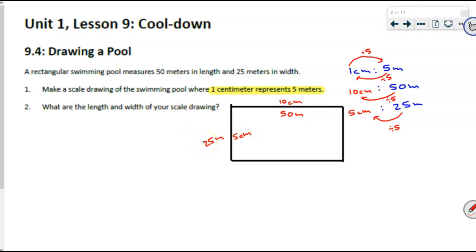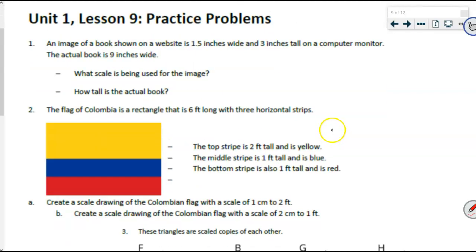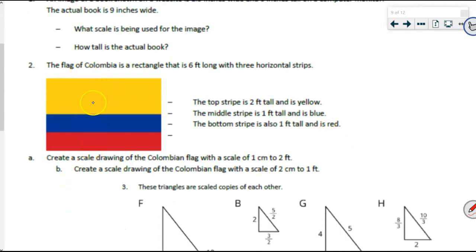And now it is homework. Unit 1, Lesson 9, practice problems. It's not hard, but this did not print off nicely. It's all gray, so I want you to see what it looks like, make note of it, maybe find the section that should be yellow and mark it yellow, find the section that should be blue, mark it blue, find the section that should be red.